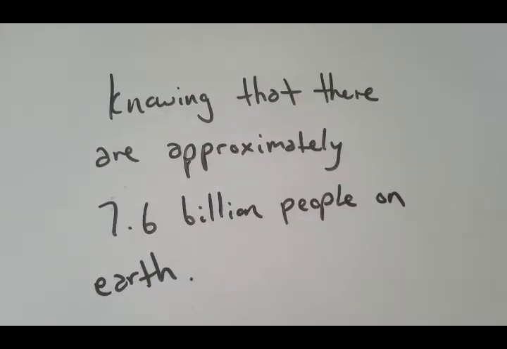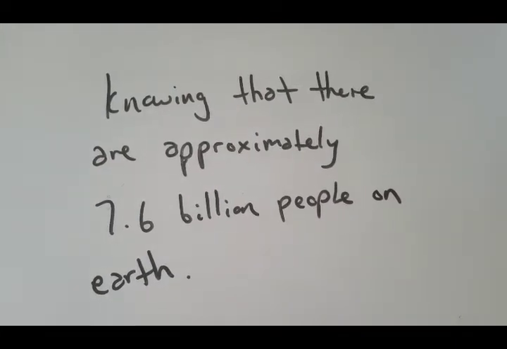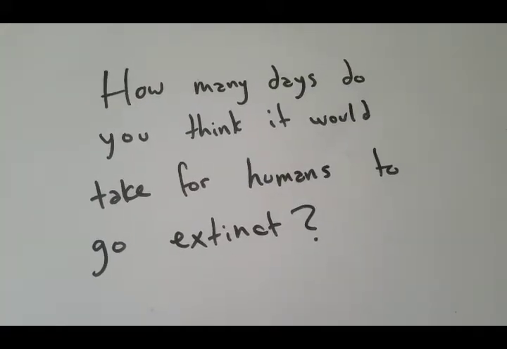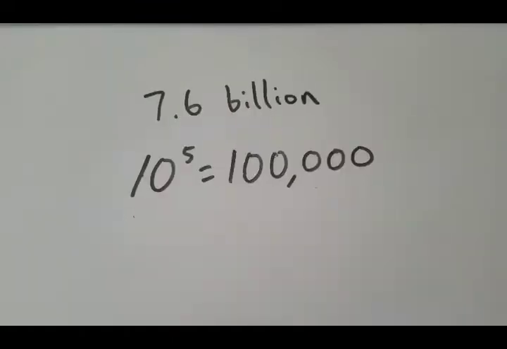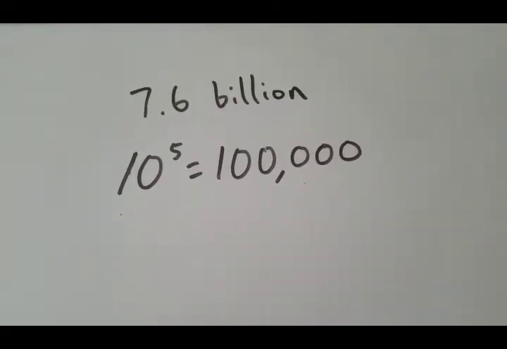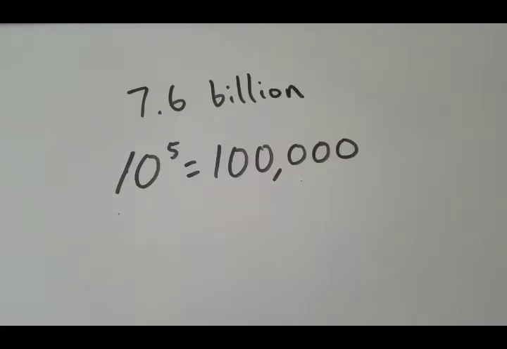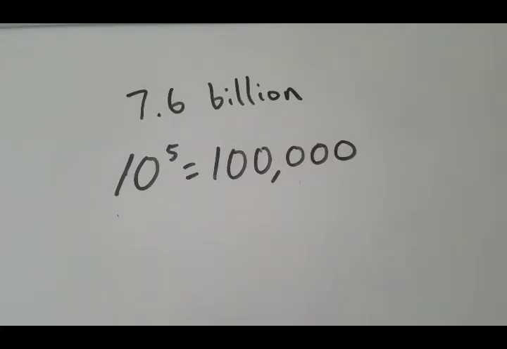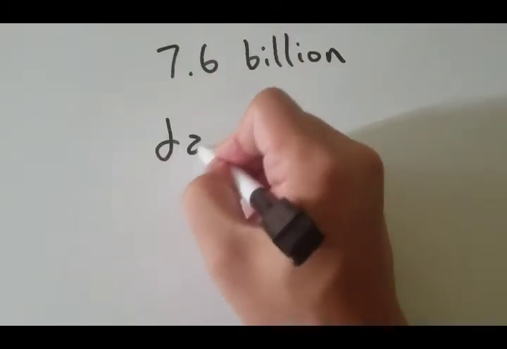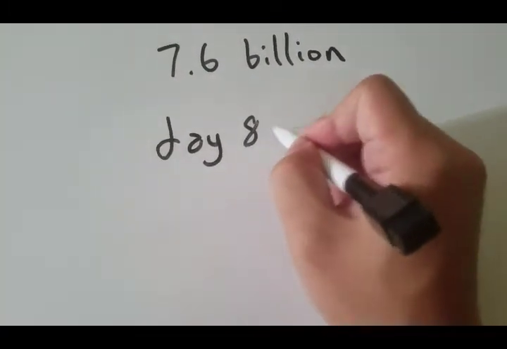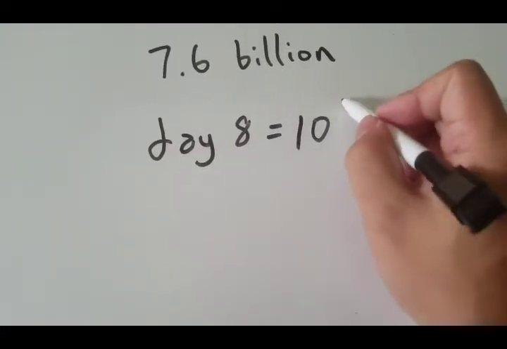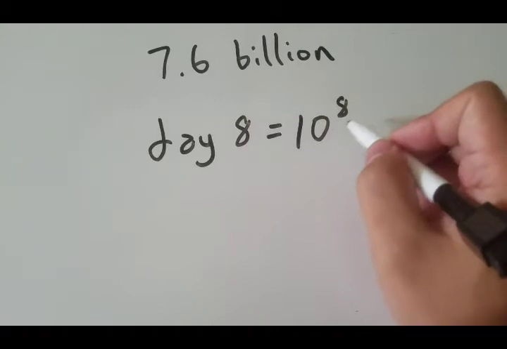So, knowing that there are approximately 7.6 billion people on Earth, how many days do you think it would take for humans to go extinct? Our goal is 7.6 billion people, and we know that in 5 days, we get 100,000 people. So, day 8, we set up 10 again for the infected and 8 for our days.